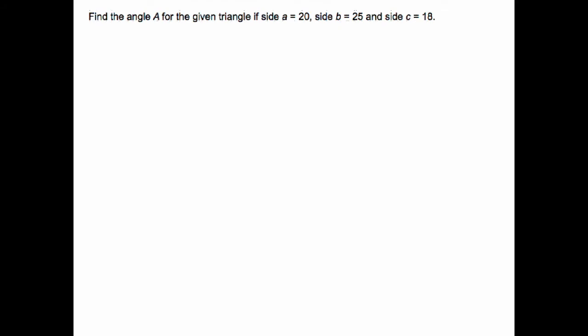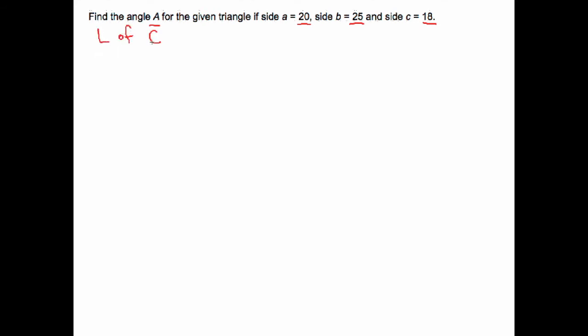We're going to find the angle A for the given triangle where we're given three sides. Side a is 20, side b is 25, and side c is 18. So since we're not given the measures of any angles at all, we'll use the law of cosines.